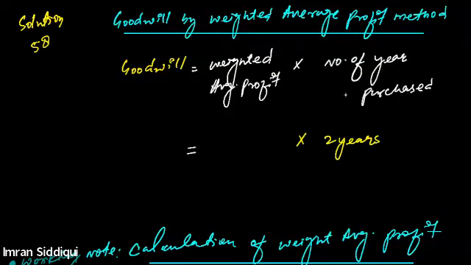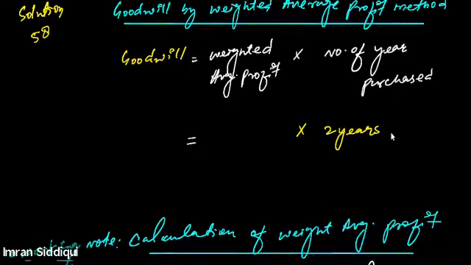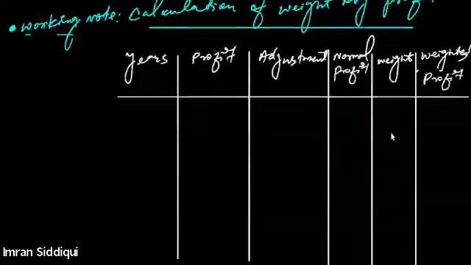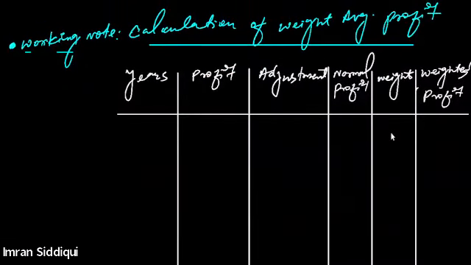And once the weighted average profit is calculated, then we will be able to find out the value of the goodwill as well. For that purpose, we can prepare a working note showing the calculation of the weighted average profit, right? Tell me, is everything clear until now? Yes, sir. Okay, so let me just calculate the weighted profit.